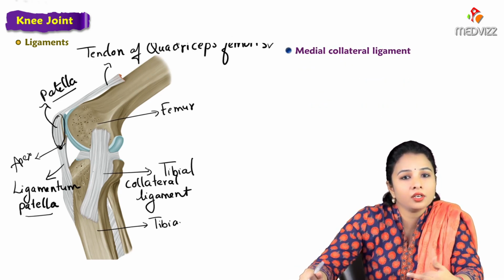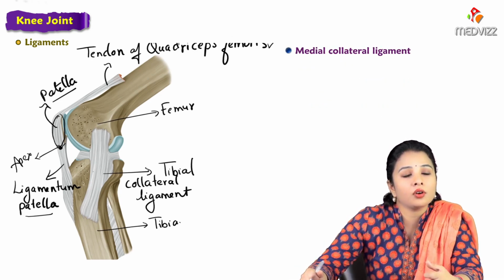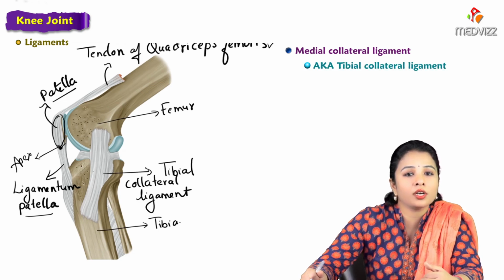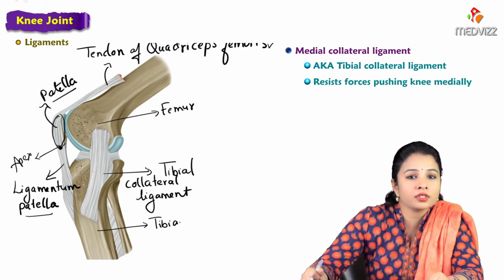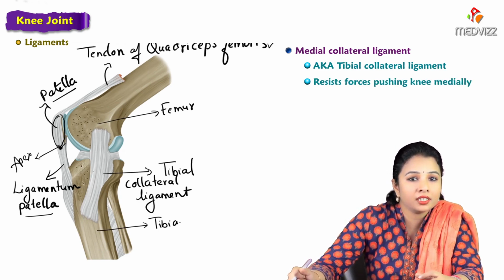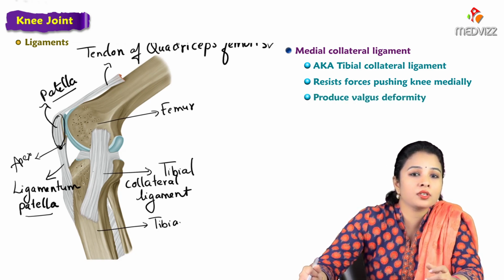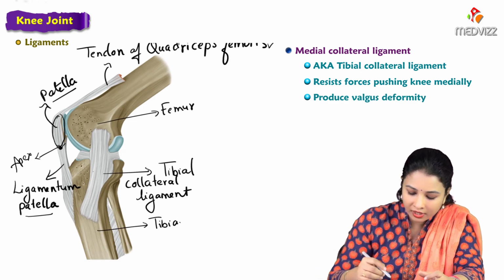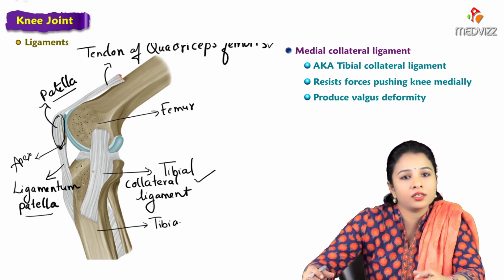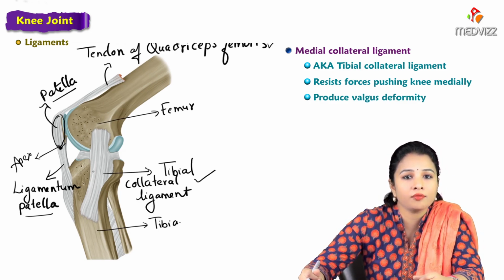Moving on to the medial collateral ligament. Medial collateral ligament is otherwise called tibial collateral ligament. It is one of the four major ligaments of the knee, and it resists forces like pushing the knee medially towards the body, which would otherwise produce the valgus deformity. So if this ligament gets torn, it results in the valgus deformity.